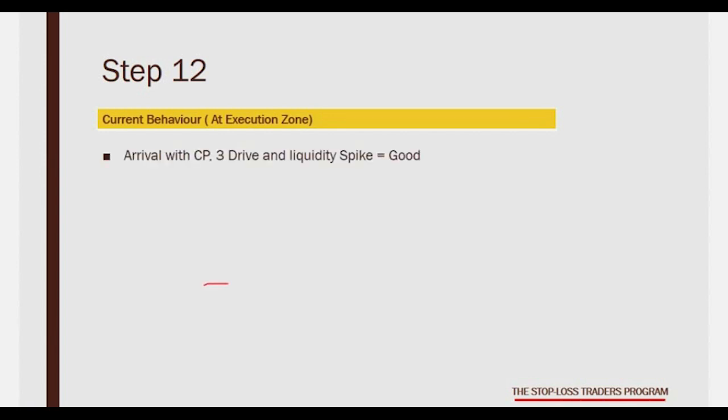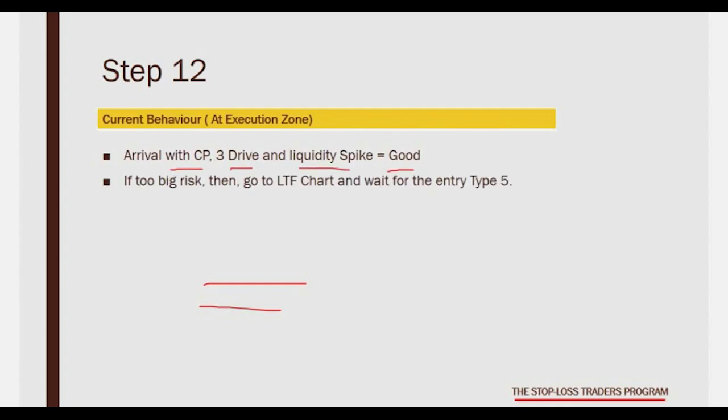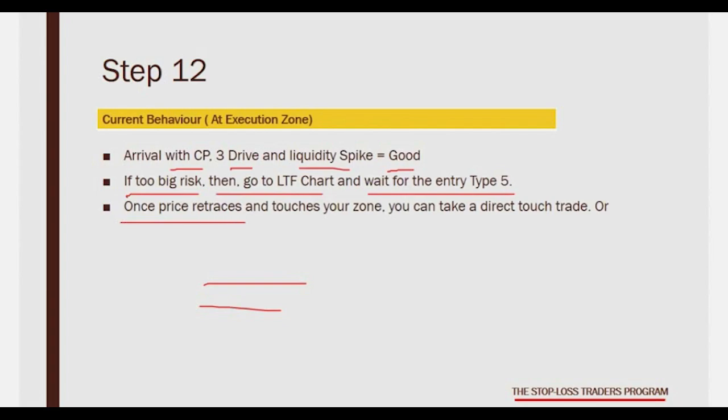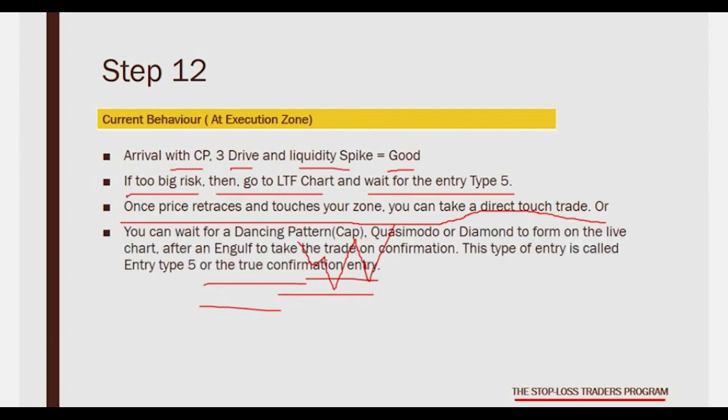Yes. So after we have put in the order, now price is coming down to my zone. I have all this set, my entry, target, everything. So on arrival, what should I look for? My alert buzzes. What should I look for? How the price is coming. I should look for the arrival as well. With compression, 3 drive, liquidity spike, oh, it's very good. I liked it. If too big a risk, then go to LTF further and wait for entry type 5.